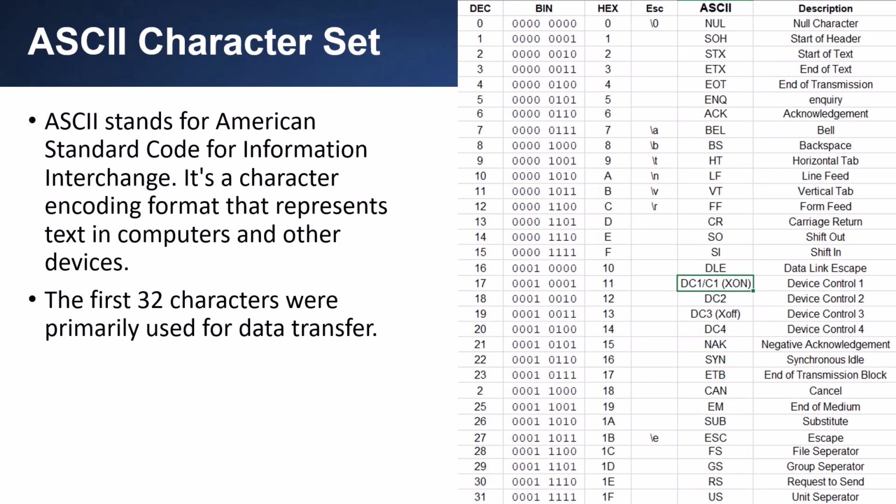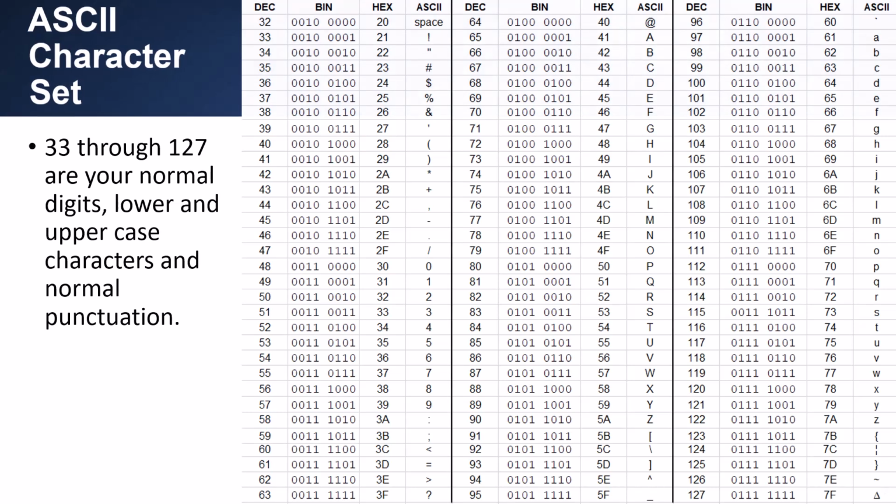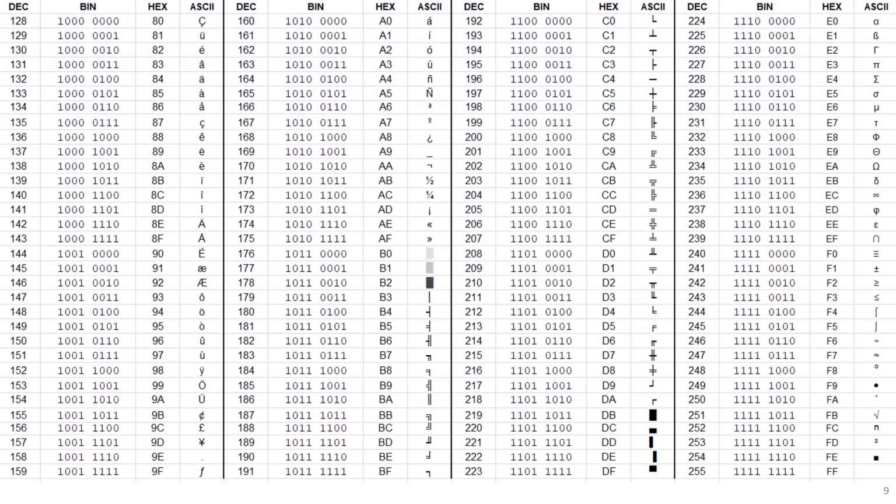ASCII stands for the American Standard Code for Information Interchange. It's a character encoding format that represents text in computers and other devices. The first 32 characters were primarily used for data transfer. 33 through 127 are the normal digits, lower and uppercase characters, and normal punctuation. The last 128 characters were extended characters.